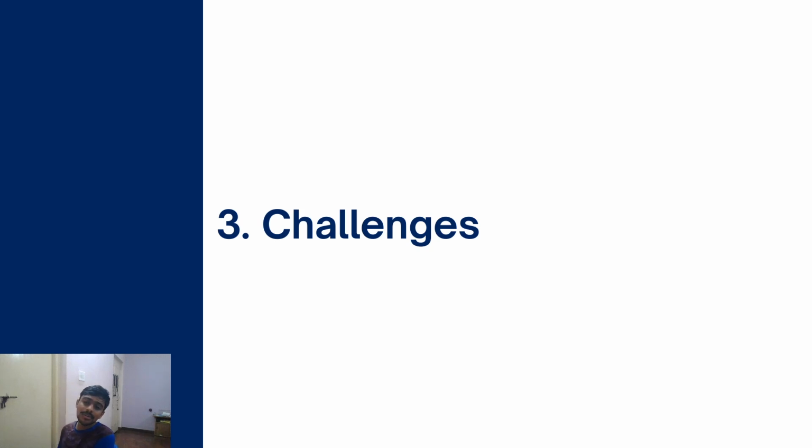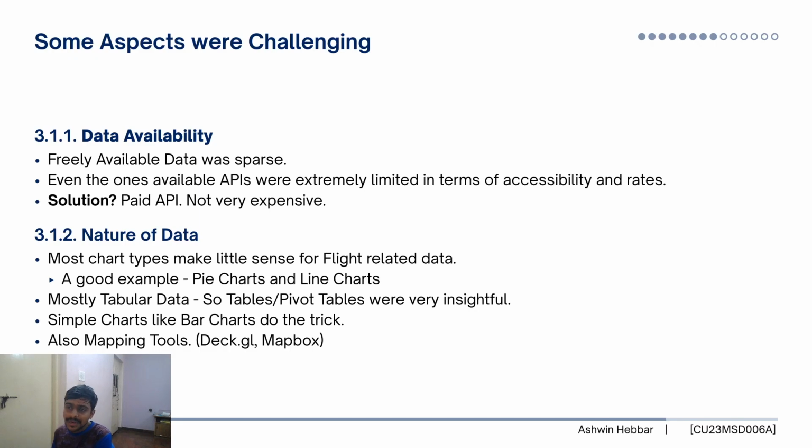Okay, let's talk about the challenges for this specific project that I faced. First one was data availability, and this is where the API comes in. This is aviation data that we are talking about. Freely available data is somewhat sparse, and even the ones that are available, the APIs are extremely limited in terms of accessibility, and also the rate limits are very low. So maybe a few requests over an hour, stuff like that. So it's not really helpful.